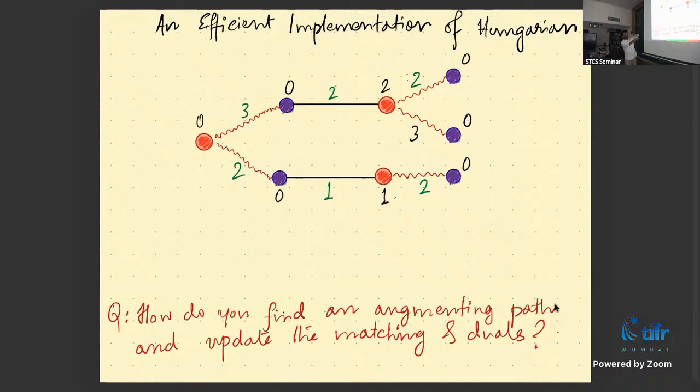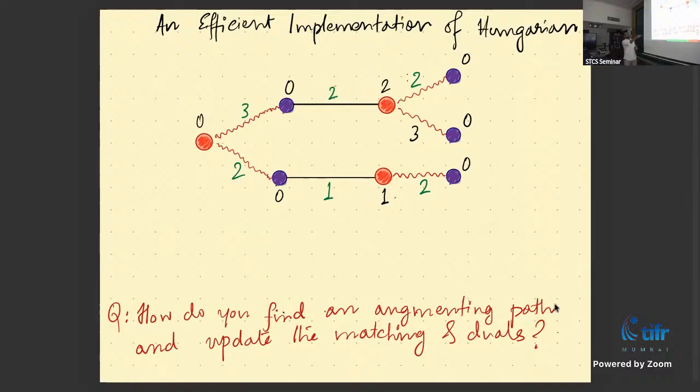Right? So suppose this is your picture right now. Again, the red edges are not part of the matching, and the black edges are part of the matching. Now, let's say you want to find an augmenting path from this vertex to one of the free vertices, right? But you also want to maintain the dual constraint that whenever you add an edge to the matching, that edge should be tight, right? So the duals should add up to the cost of the edge.